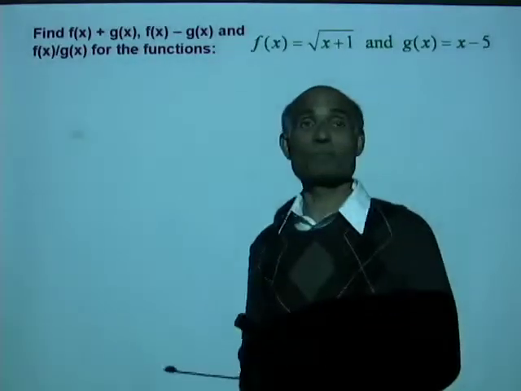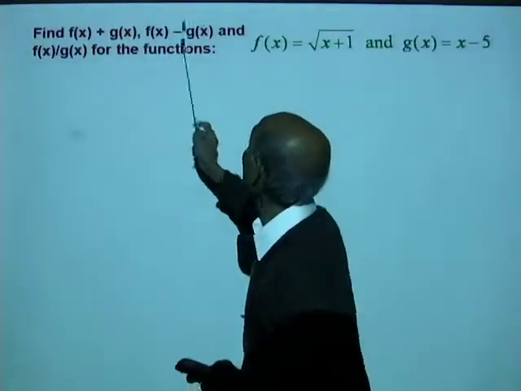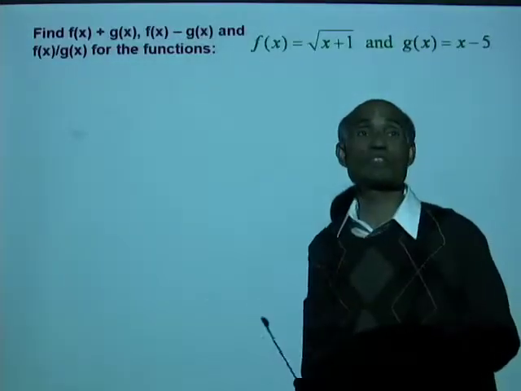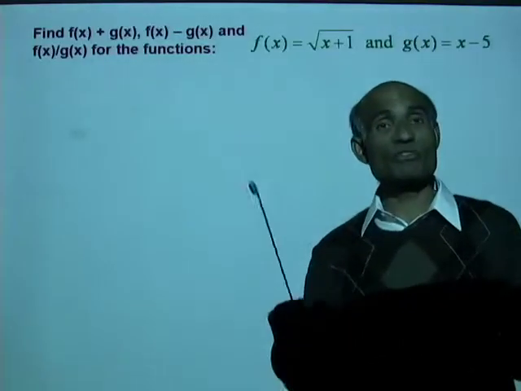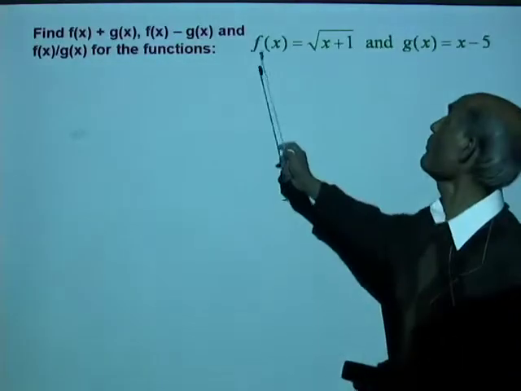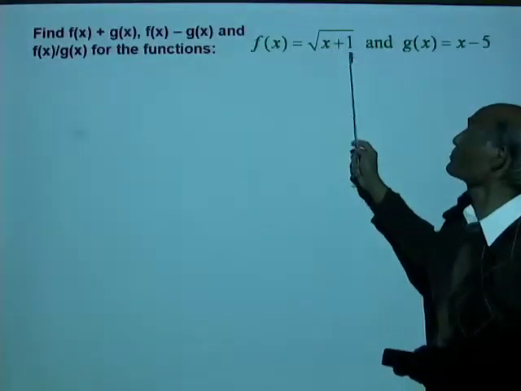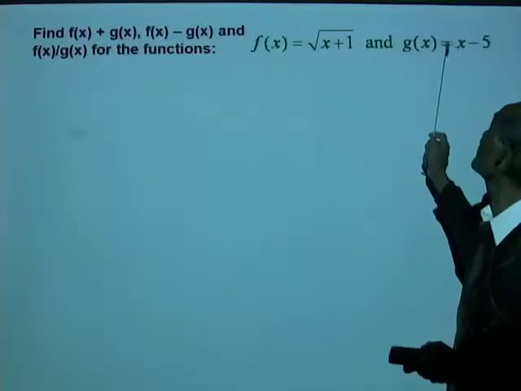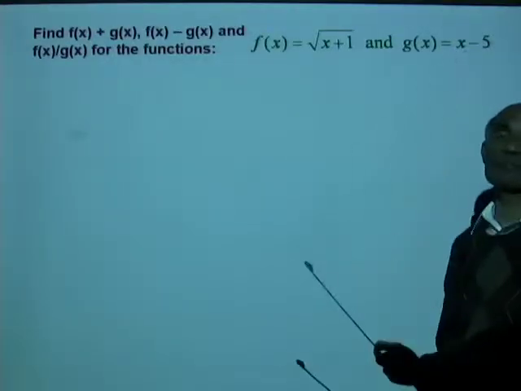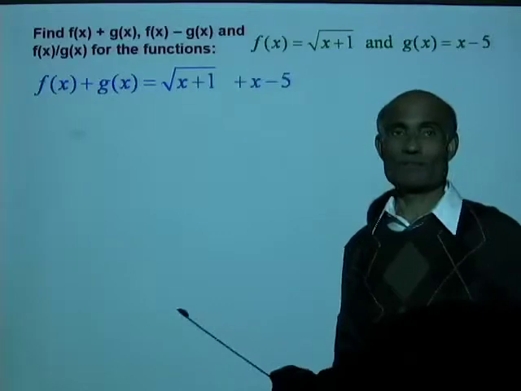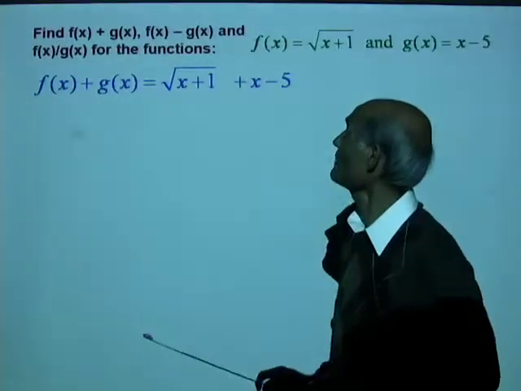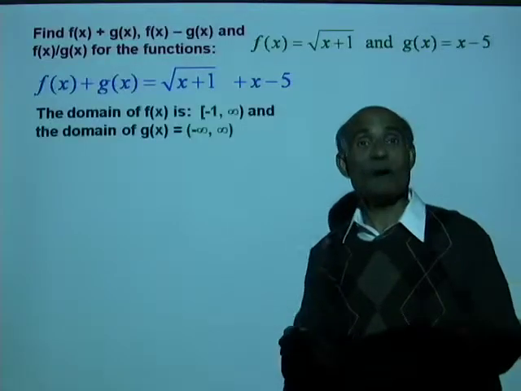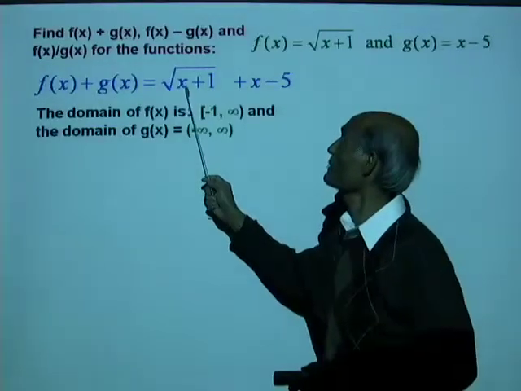Alright, let's look at another one. Find f of x plus g of x, f of x minus g of x, and f of x divided by g of x for f of x equal to square root of x plus 1 and g of x equal to x minus 5. Alright, that's very simple. F of x plus g of x is this quantity. How about the domain of f of x?